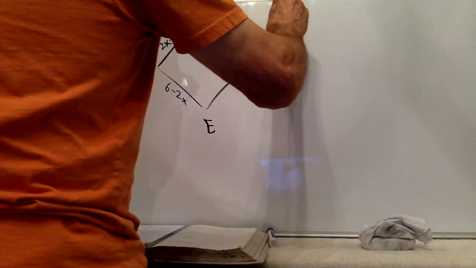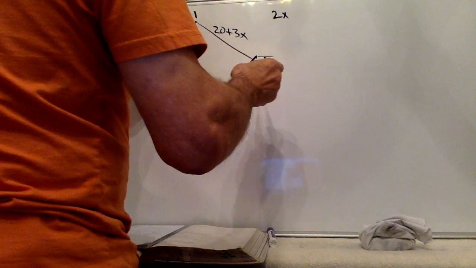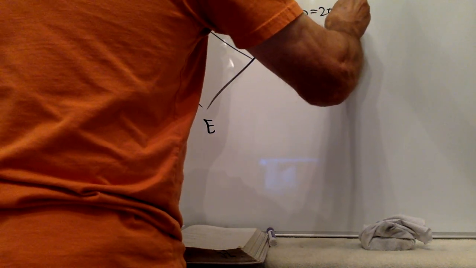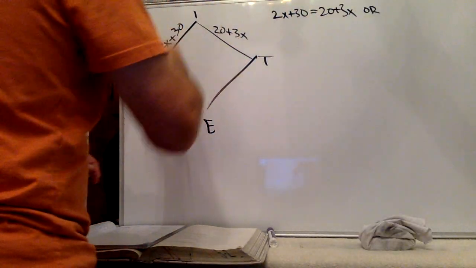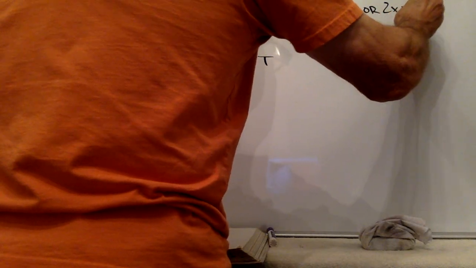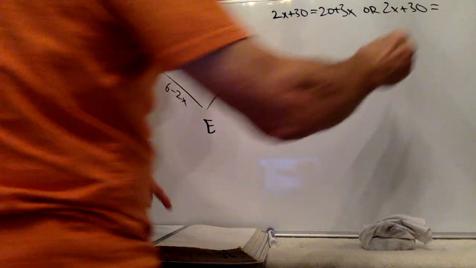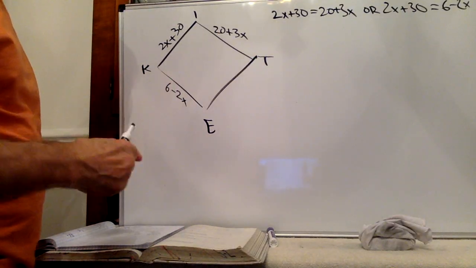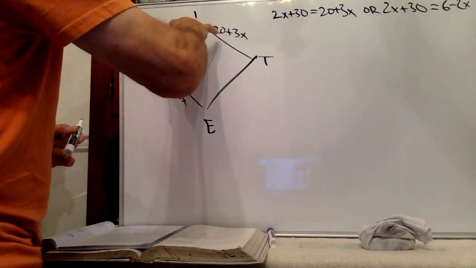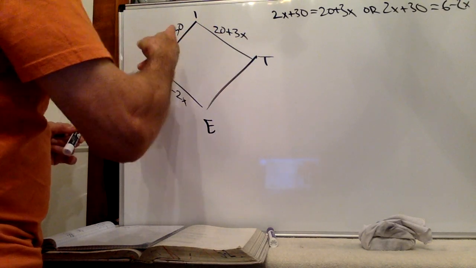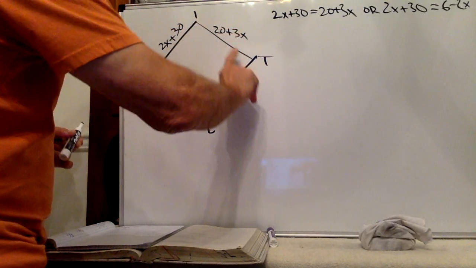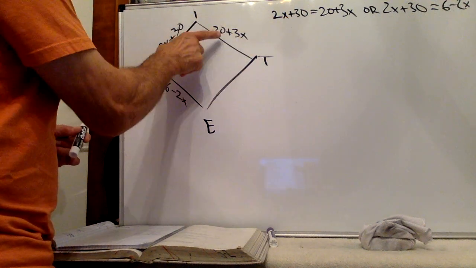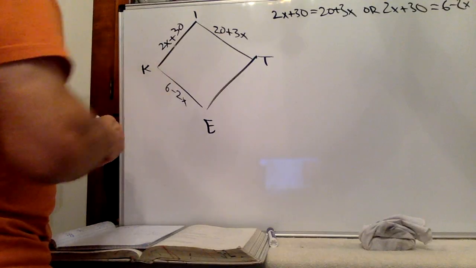So you've got either 2x plus 30 equaling 20 plus 3x, or these two sides are congruent. 2x plus 30 is equal to 6 minus 2x. Again, it's a kite, so a kite means two sets of consecutive sides congruent. So you could have these two congruent and these two, or it could go this way. These two congruent and these two. And that's what this takes into consideration. The first one I said this and that are congruent. The second one I said these two are the congruent sides.